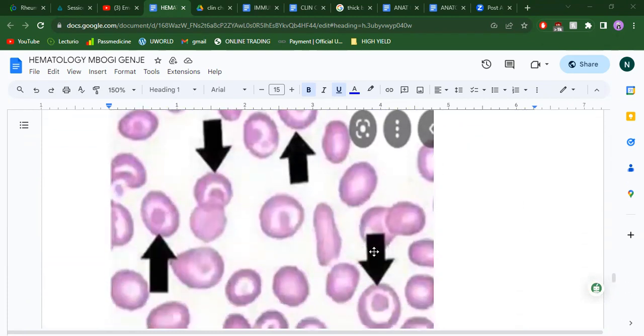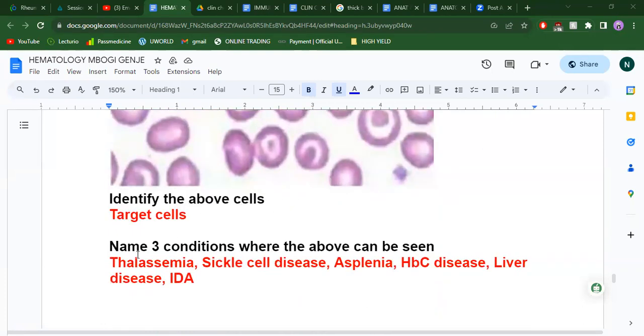So what cells are these? Target cells. I usually remember there's a target here that you're aiming at. Target cell conditions include thalassemia, asplenia, sickle cell, HbC disease, liver disease, and iron deficiency anemia. They're quite a lot.